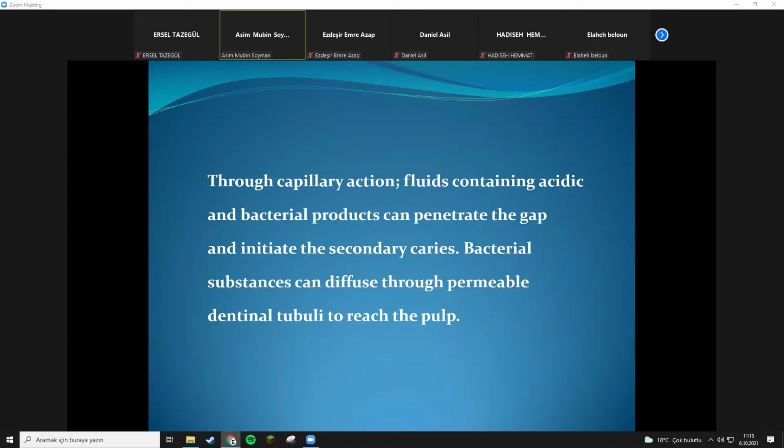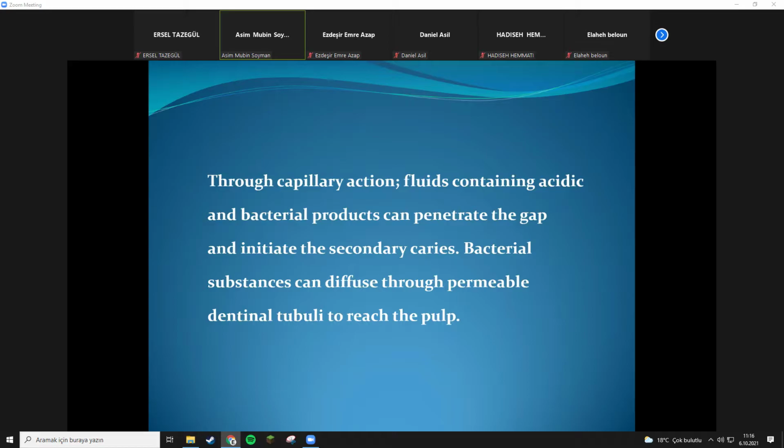And through capillary action, fluids containing acidic and bacterial products can penetrate the gap and initiate secondary caries. Bacterial substances can diffuse through permeable dentinal tubuli to reach the pulp. Of course, this is also important because acidic substances or bacterial products can go into the dentine, and they use the gap between the restorative material and the dentine when you apply a composite material.